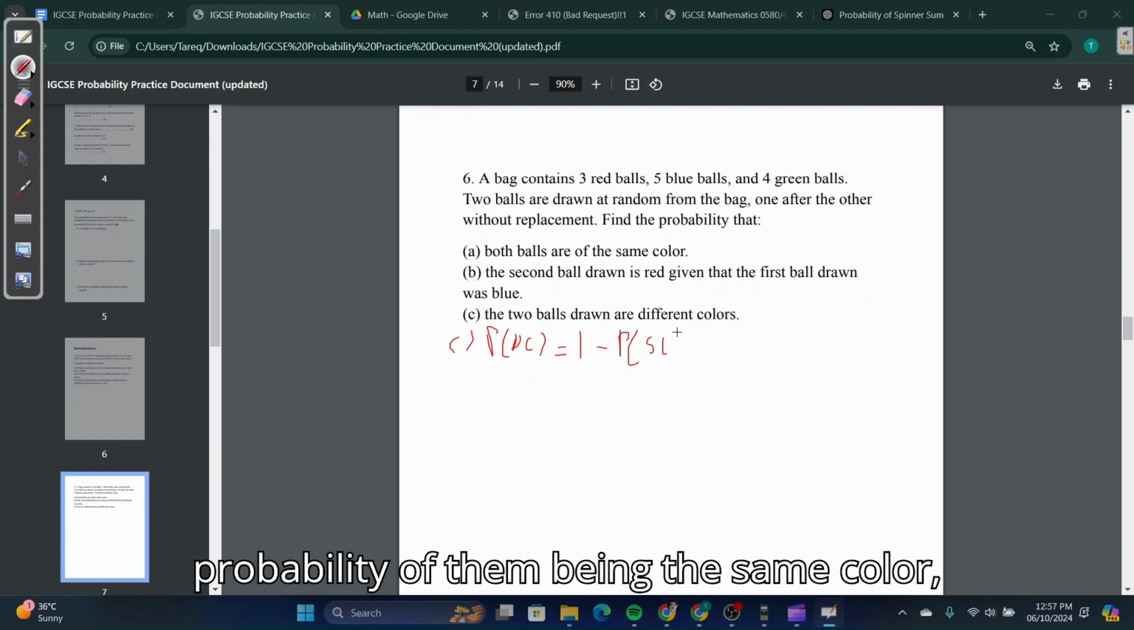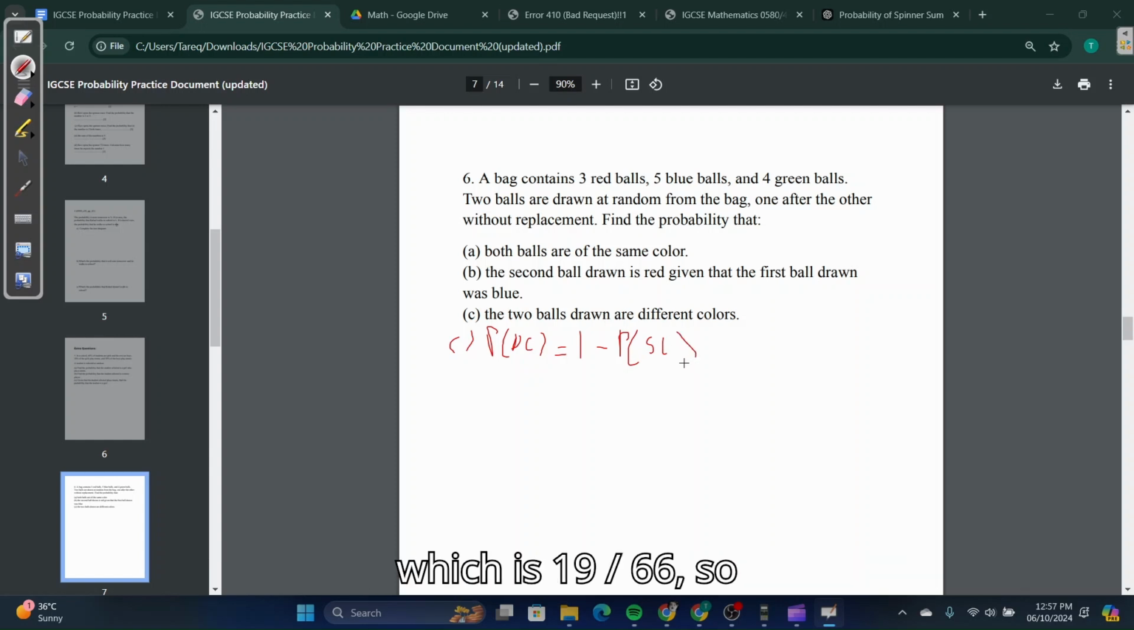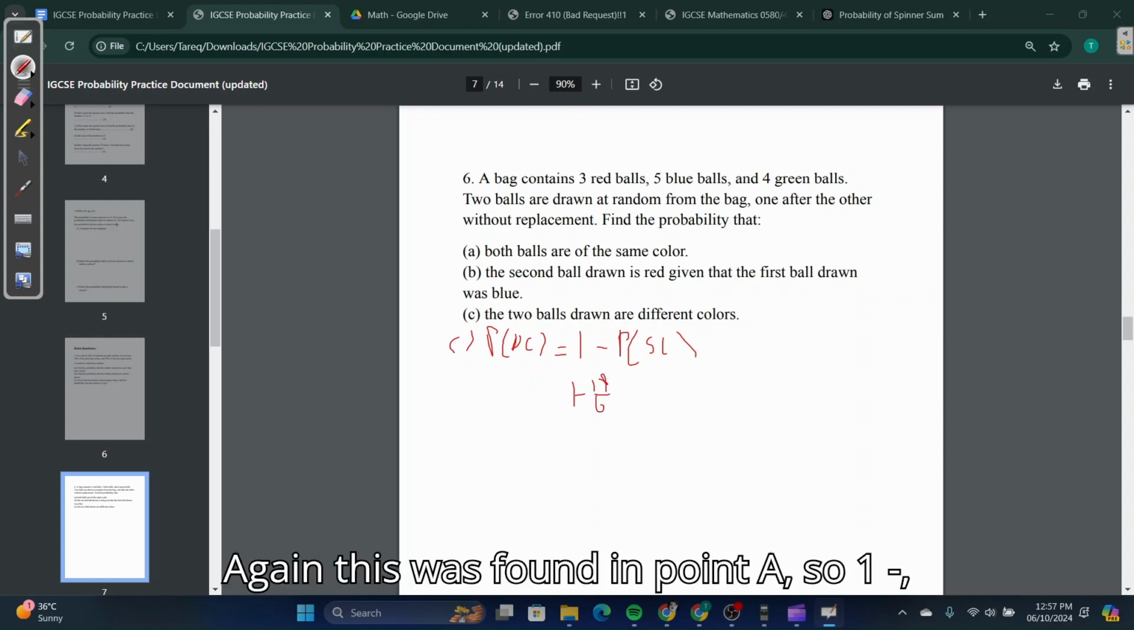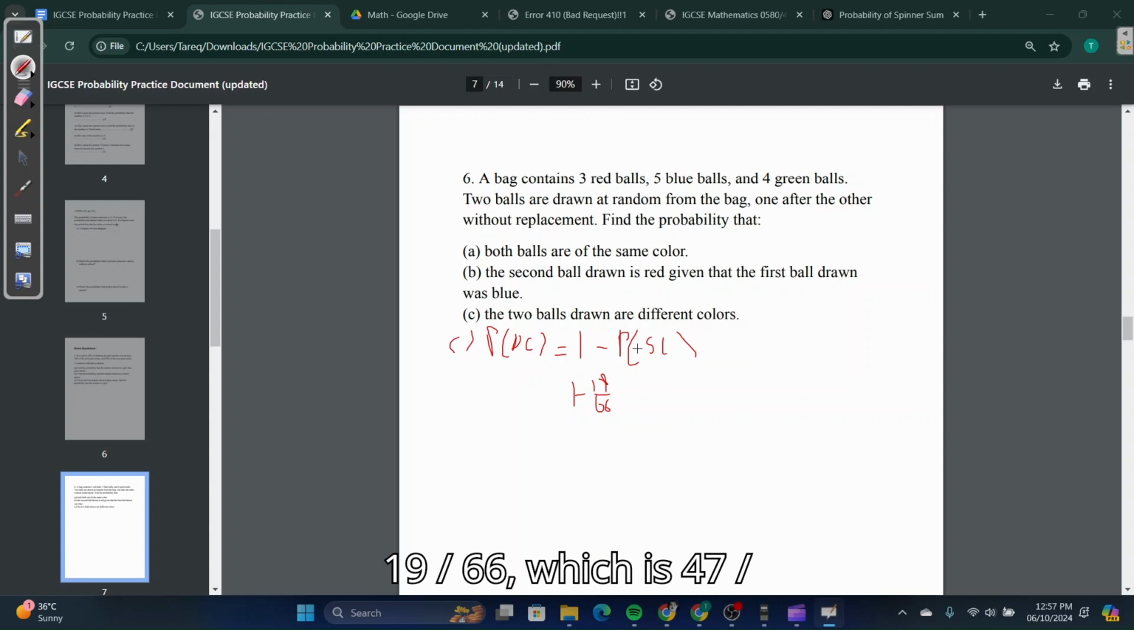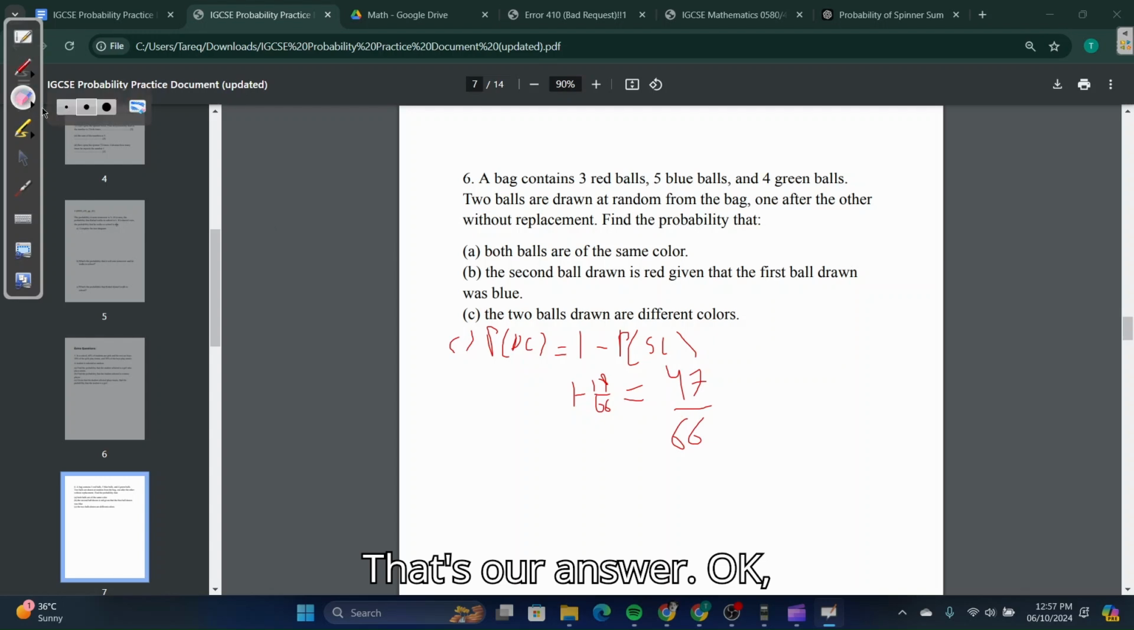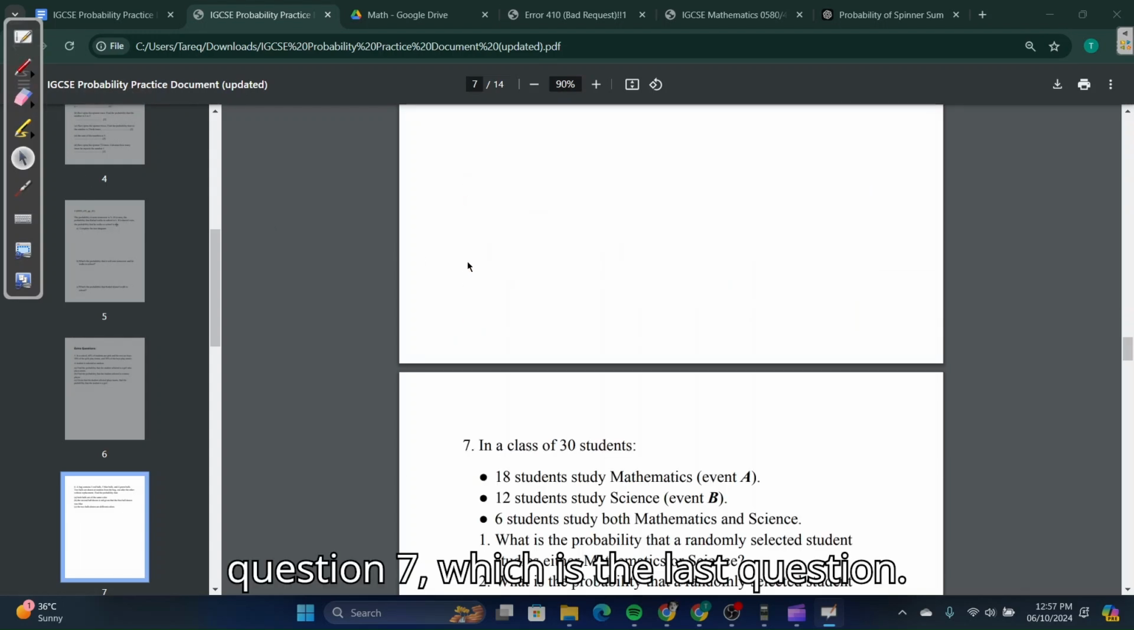Now we found the probability of them being the same color, which is 19/66. So 1 minus 19/66, again found in part A, which is 47/66. That's our answer. Okay. Question 7, which is the last question.